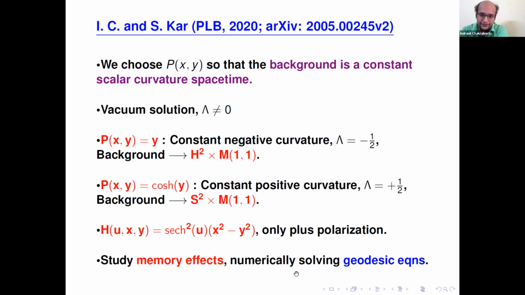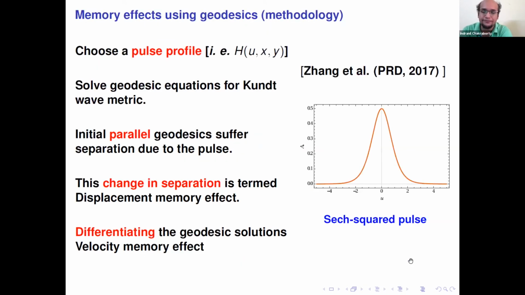Then we study the memory effects by numerically solving the geodesic equation. What is the general methodology for obtaining memory effects? You choose a pulse profile, which we have chosen as sech squared. You solve the geodesic equations for the Kundt wave metric. You start with initial parallel geodesics, which suffer separation due to the pulse. The change in separation caused by the pulse is the displacement memory. And if you differentiate the geodesic solutions, you get the velocity memory.